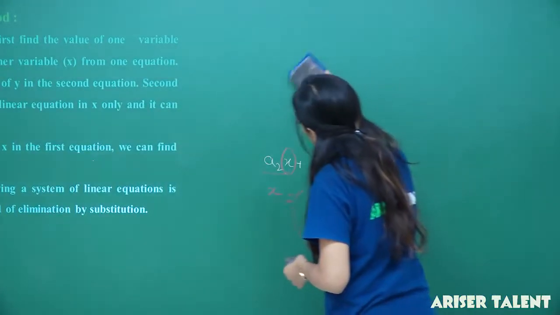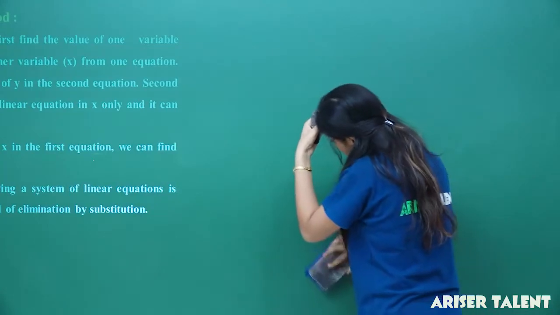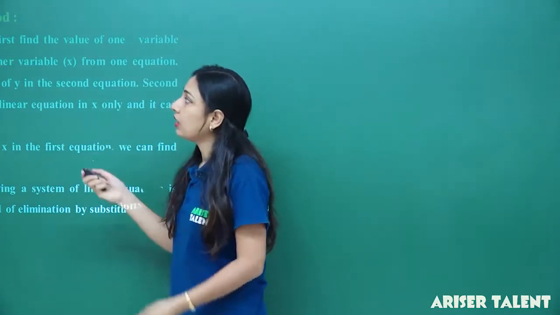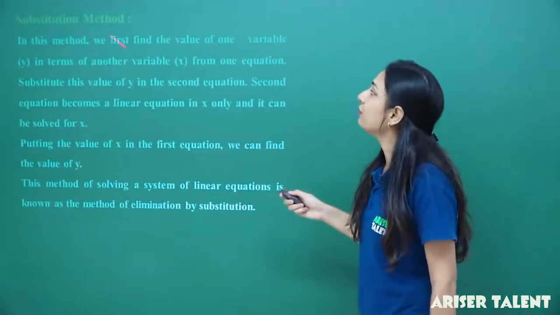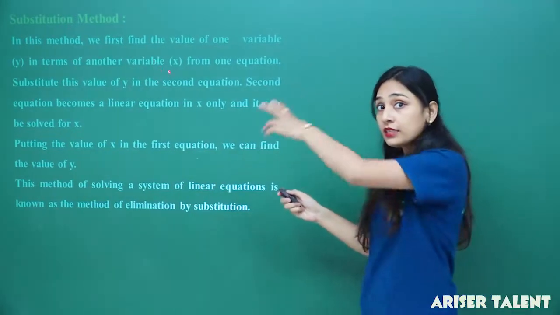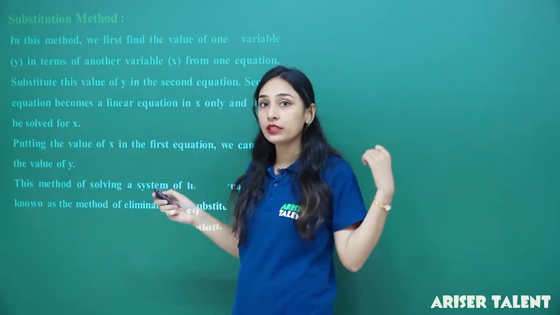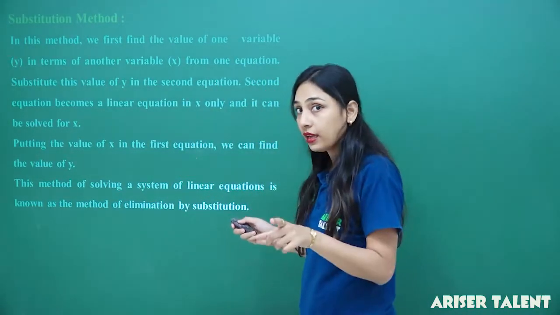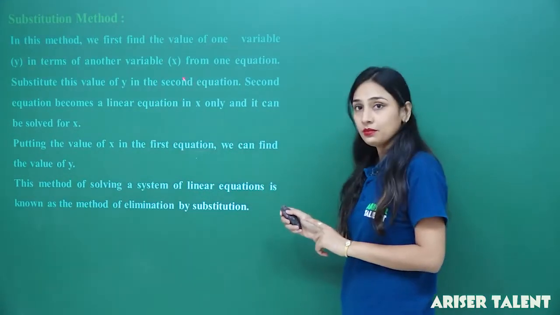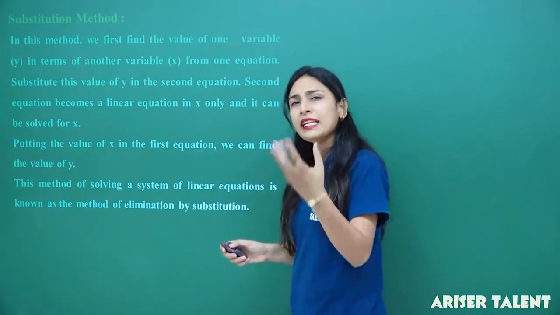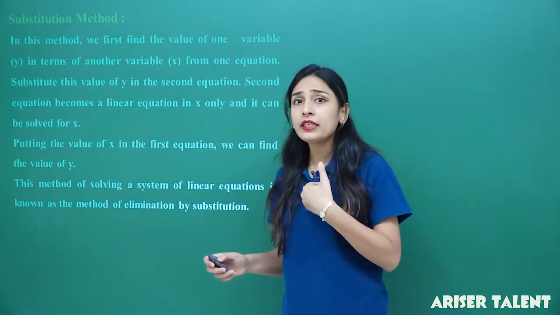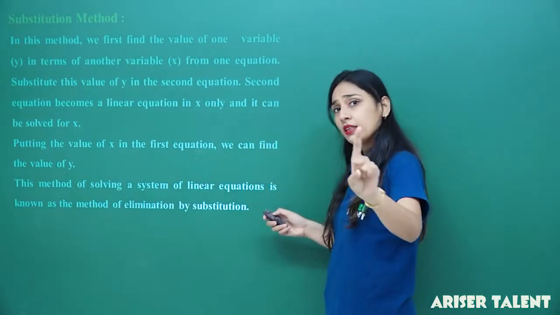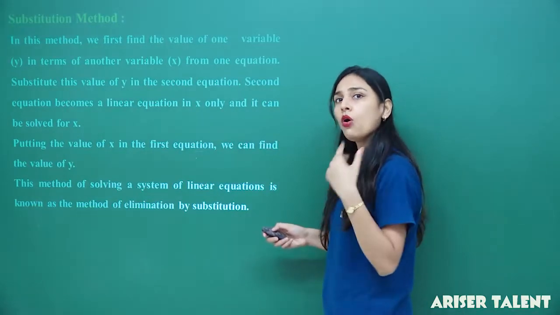Students, what we are going to do is study this procedure in a systematic manner. Talking about the theory, in this method we first find the value of one variable, y, in terms of the other variable, x, from one equation. Let it be equation number 1, let it be equation number 2. We did it by taking equation number 1. In our case, I will be representing it with equation number 1. We will do this in all the questions.